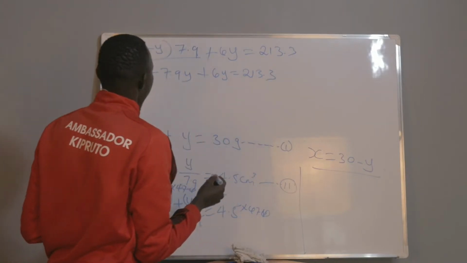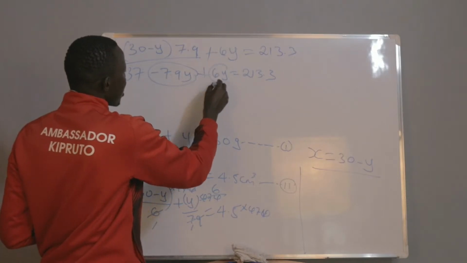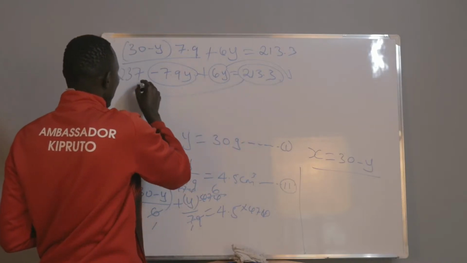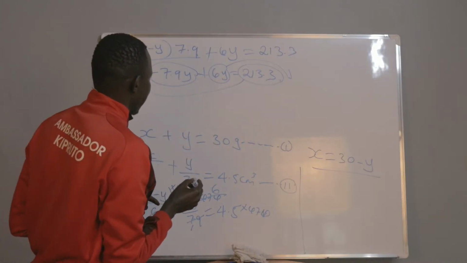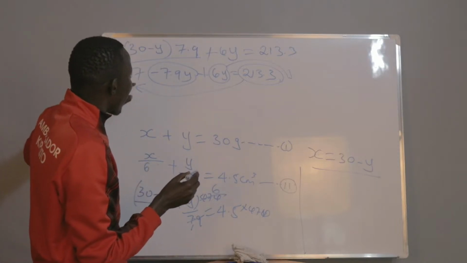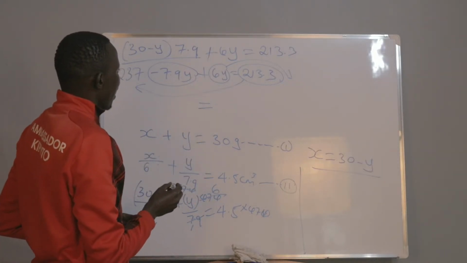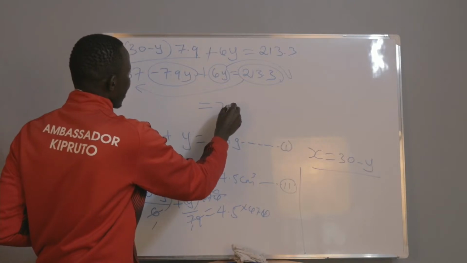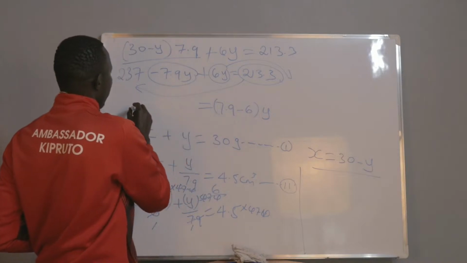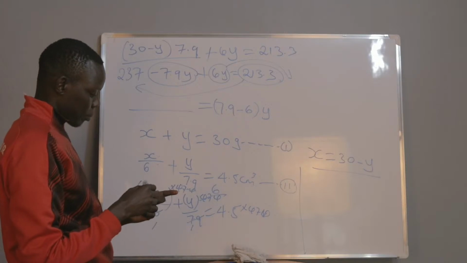I want us to get the value of Y. Take the terms with Y to one side and take 213.3 to the other side. It's going to be a minus. So 237 minus 213.3 is equal to 7.9Y minus 6Y. Give me 237 minus 213.3.